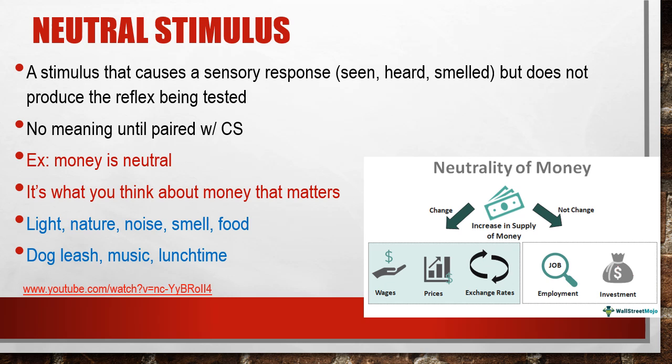Smells, foods, I use the example of the dog leash, right? The dog leash is a neutral item, but your dog either associates excitement, we're going for a walk, she's picked up the leash, I'm very excited, or the dog sees the leash and hides under the bed and says, I'm not going to the vet, because the dog associates something very negative. But the leash itself starts off as neutral. Music can be neutral until we give it meaning. Lunch is neutral until we give it meaning.